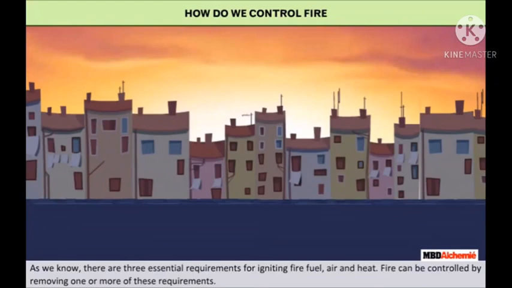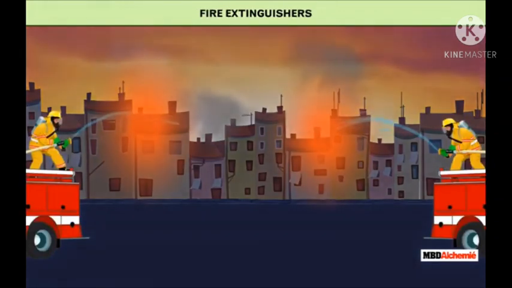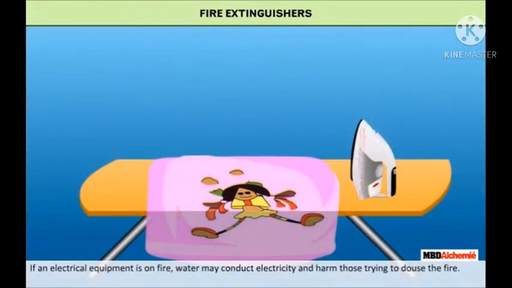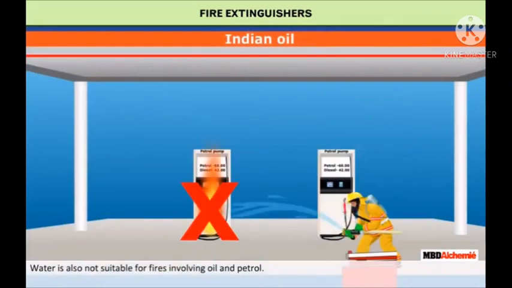As we know, there are three essential requirements for igniting fire: fuel, air, and heat. Fire can be controlled by removing one or more of these requirements. Fire extinguishers. The most common fire extinguisher is water, but water works only when things like wood and paper are on fire. If an electrical equipment is on fire, water may conduct electricity and harm those who are trying to put off the fire. Water is also not suitable for fires involving oil and petrol.